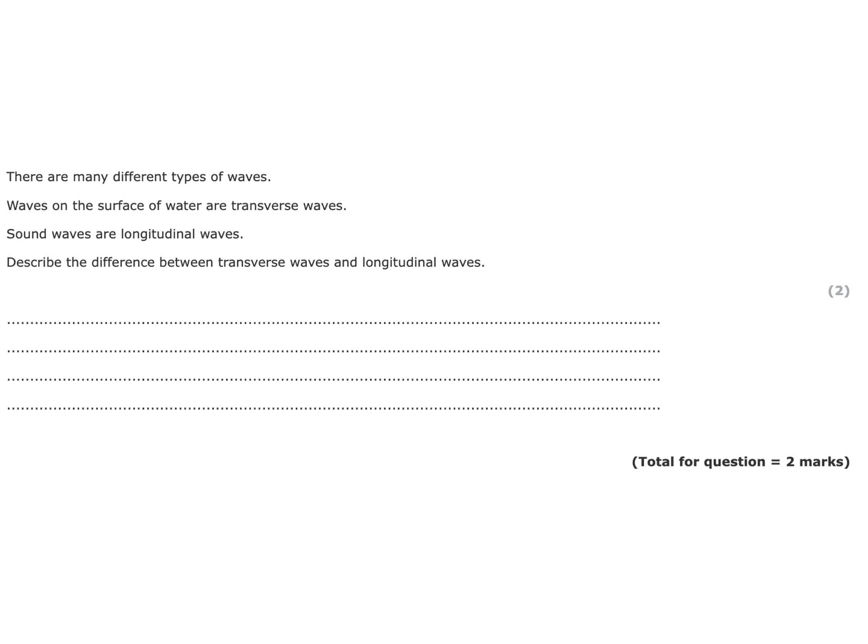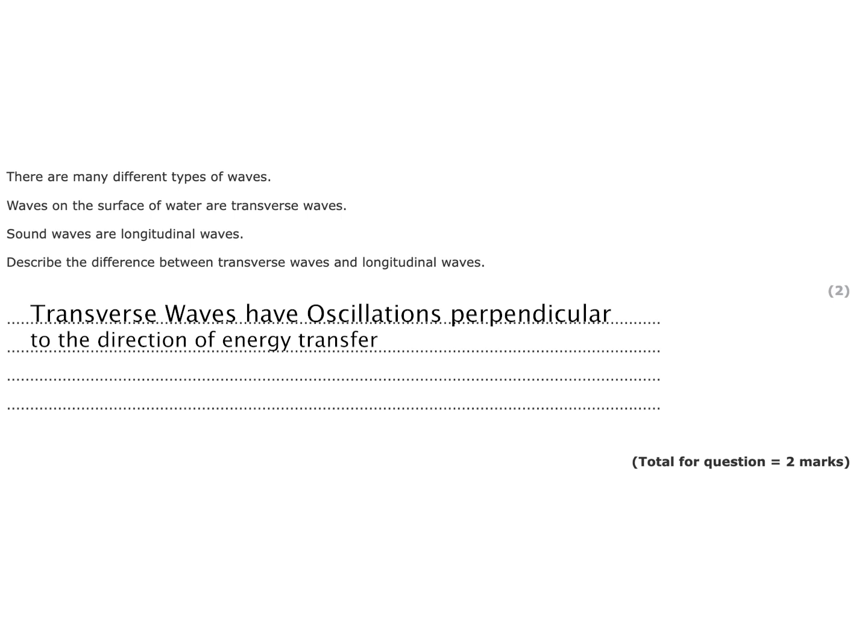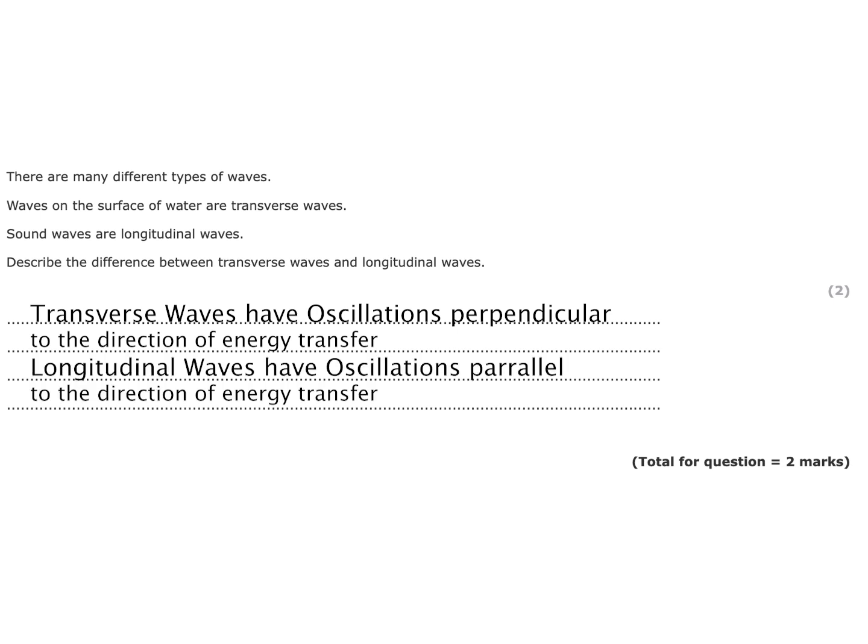Describe the difference between transverse waves and longitudinal waves. So the key difference is that transverse waves have oscillations perpendicular to the direction of energy transfer, whereas longitudinal waves have oscillations parallel to the direction of energy transfer.